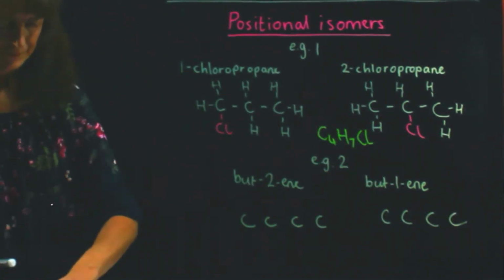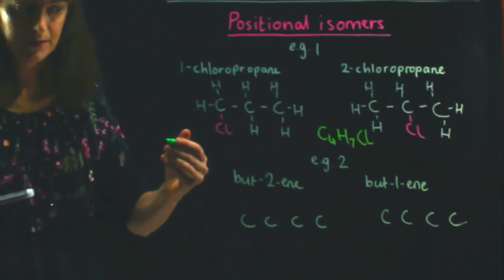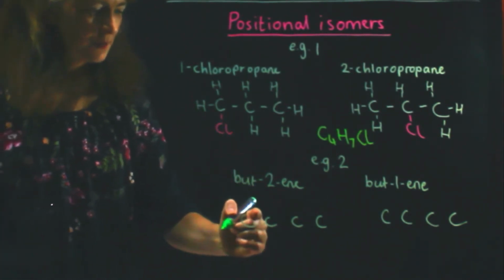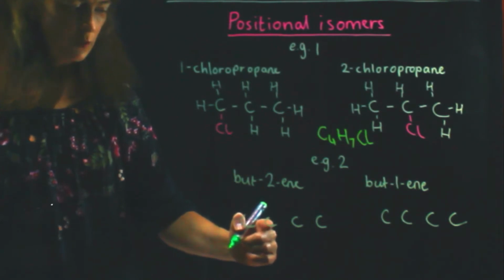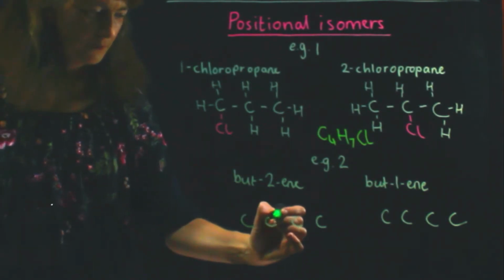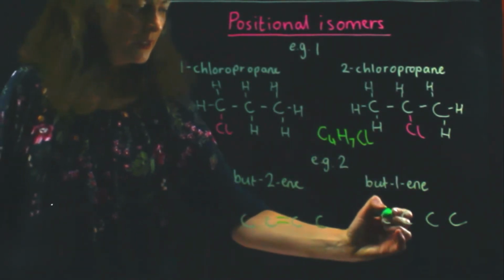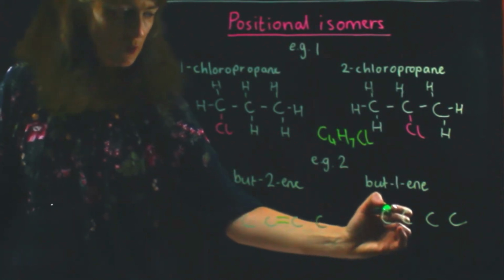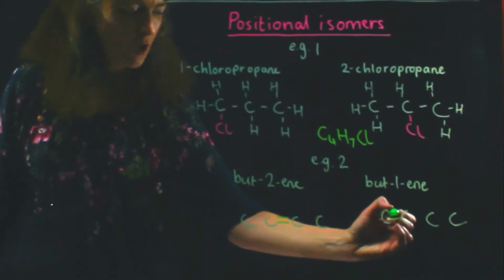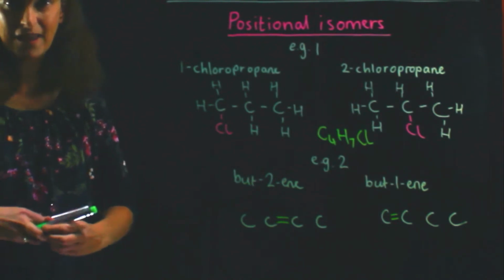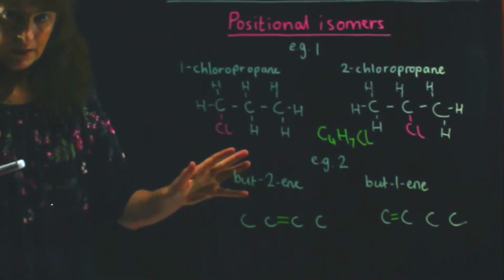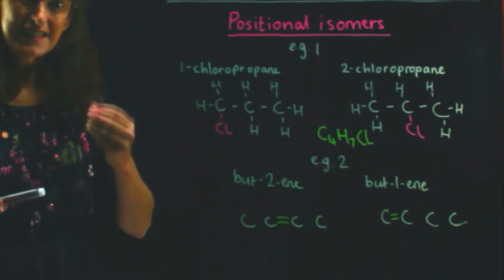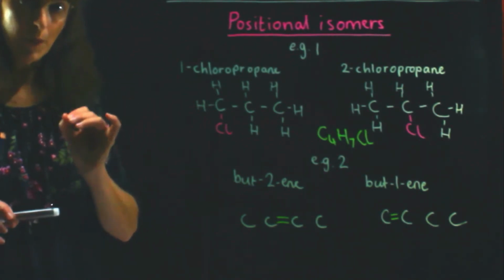And then let's immediately put in the thing that's different. The functional group here is at position 2, meaning between carbon 2 and 3. Whereas in but-1-ene, it's on the first carbon atom. In other words, between the first and the second carbon atom. That is where we get the double bond. Let's fill in the hydrogens, making sure that each carbon has 4 bonds.